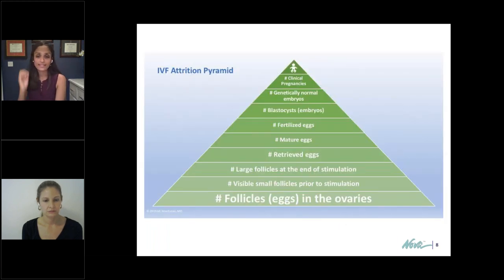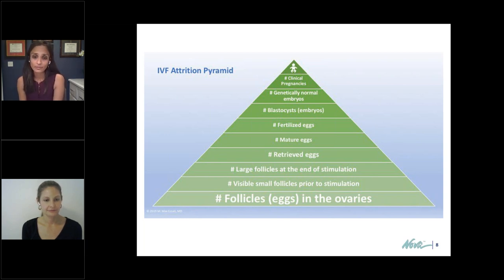So this is a really nice schematic that was created by a colleague of mine, which makes the point that IVF is a pyramid in terms of the attrition that you see at every step of the process. At the base of the pyramid, you see the number of follicles or eggs that a woman produces per cycle. And this is very unique to each individual woman. But not every single one of those follicles is always going to grow, and not all those follicles are going to yield an egg at the time of an egg retrieval. So that's the first big step of attrition in the process of IVF.